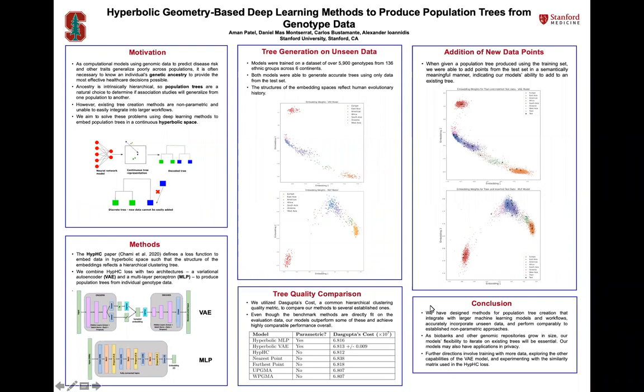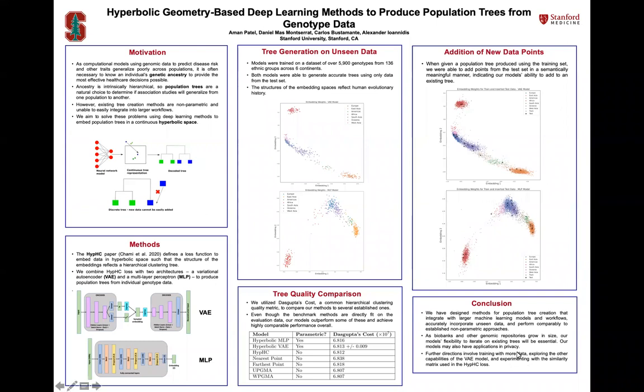In conclusion, we have designed methods for population tree creation that integrate with larger machine learning models and workflows, accurately incorporate unseen data, and perform comparably to established non-parametric approaches. As biobanks and other genomic repositories grow in size in the future, our model's flexibility to iterate on existing trees and add new data points will be essential. Our results have also uncovered several potential further directions that may be very promising.